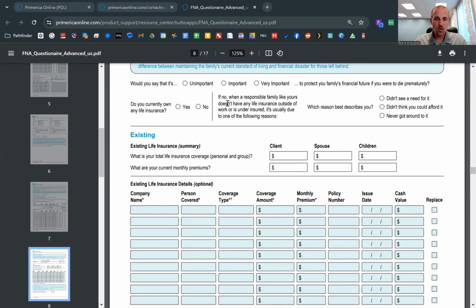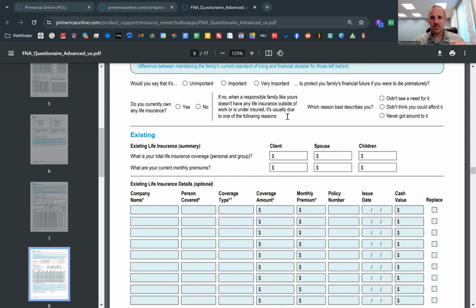Also, when a responsible family like yours doesn't have any life insurance outside of work, or they're underinsured, they just don't have enough, it's usually due to one of the following reasons. A lot of times they didn't see the need for it. Sometimes they didn't think they could afford it. They thought it was way too expensive. Or they knew it was important, they just never got around to it.